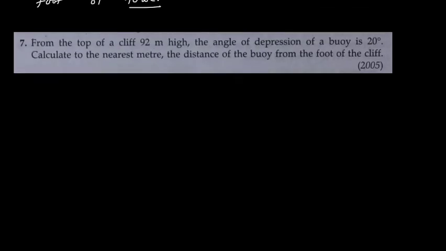Now the seventh question is, from the top of a cliff 92 meter high, the angle of depression of a buoy is 20 degree. Calculate, to the nearest meter, the distance of the buoy from the foot of the cliff. Okay, so there is a cliff 92 meter high. So again I will draw the ground level surface and I will draw this cliff, and the height of this cliff is 92 meter. Now from this top, the angle of depression of the buoy is 20 degree.